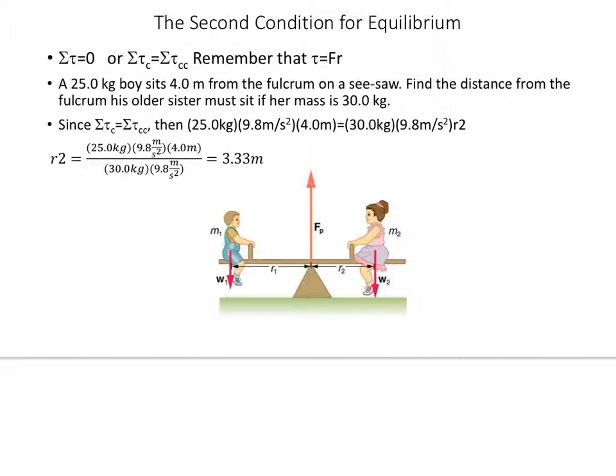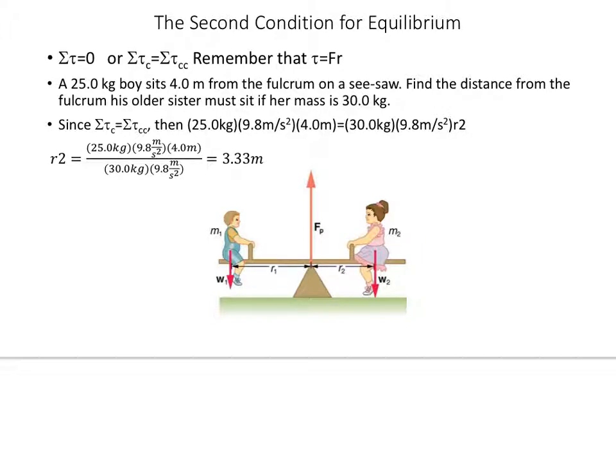So that means that this child's weight, which is 25 kilograms times 9.8, times his distance from the fulcrum, the point of rotation, which is 4 meters, must be equal to this child's weight right here, 30 kilograms times 9.8, times her distance from the fulcrum, which is R2. So we just take this equation and solve it for R2. Notice that the 9.8s will cancel out, and so we end up with 3.33 meters as the distance that she must sit from the fulcrum.